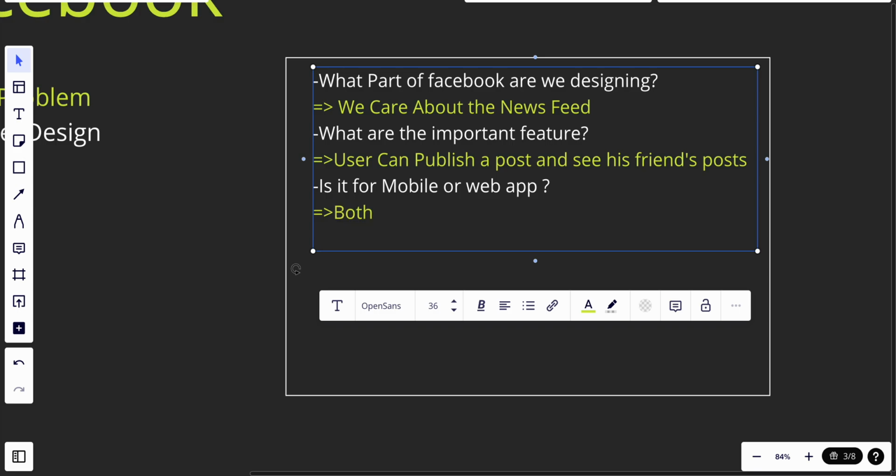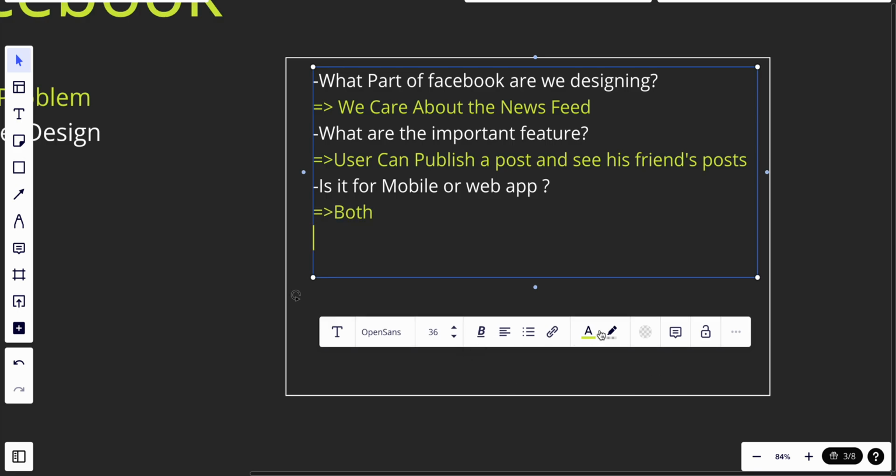Both. So we say, okay, if it's like that and it is both, let's just see. Okay. So I would say, we want to talk about right now about how we are sorting the news feed.